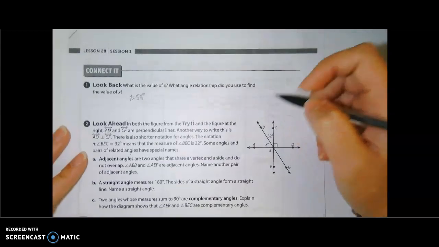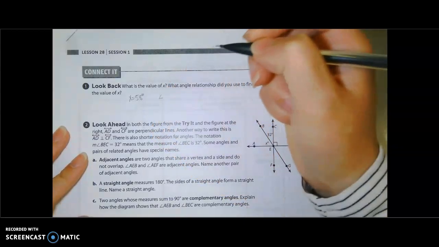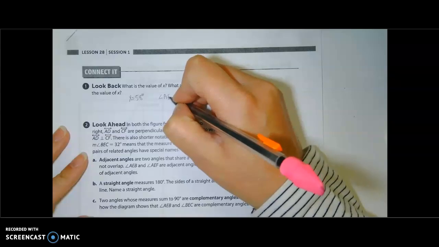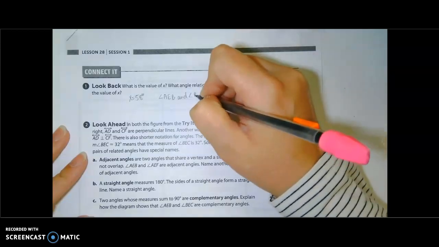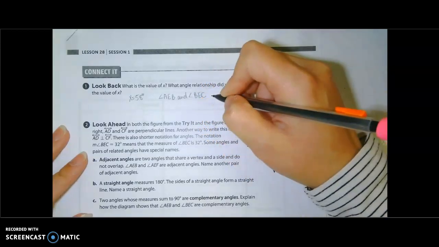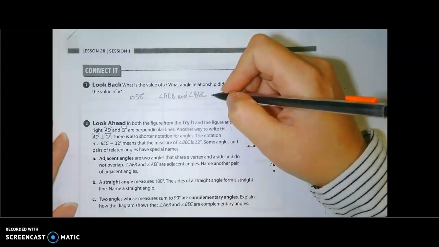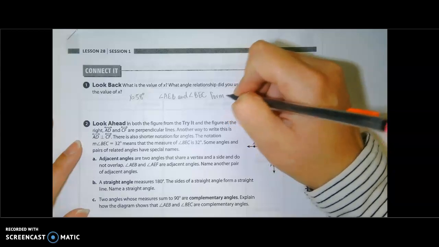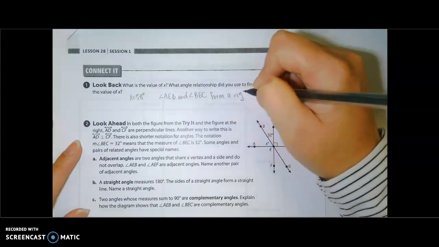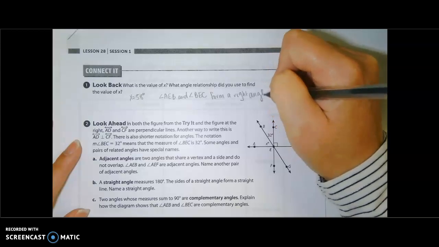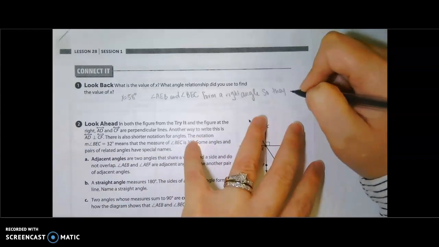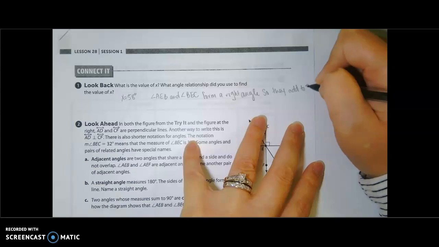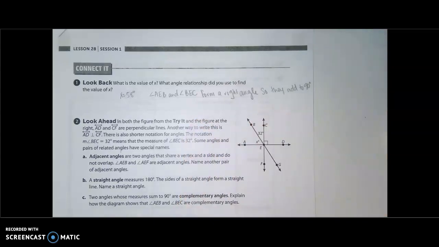on you. Some of you knew that angle AEB and angle BEC added to 90, right? So they form a right angle. So they add to 90 degrees. That may have been what some of you put, right? If you were subtracting from 90.